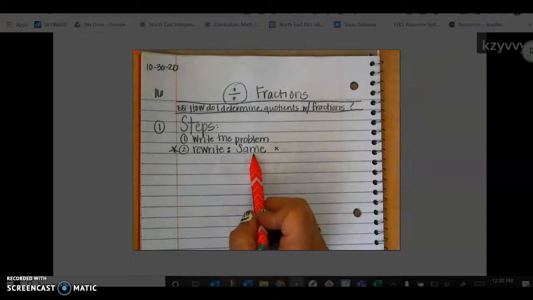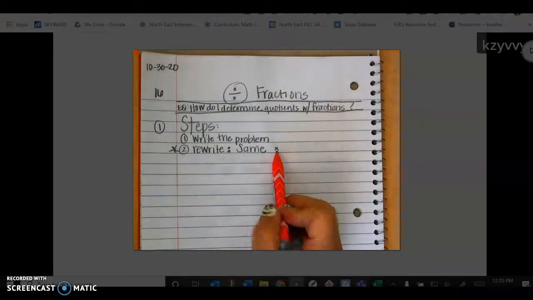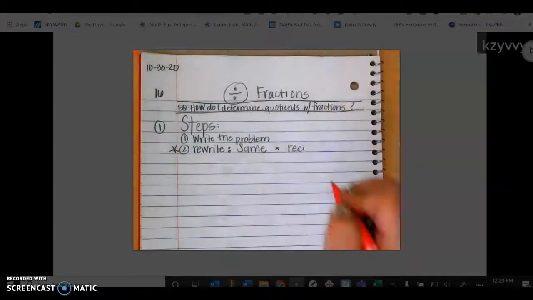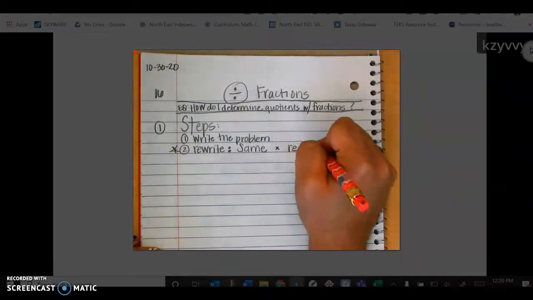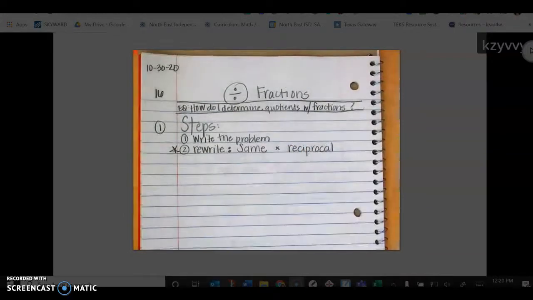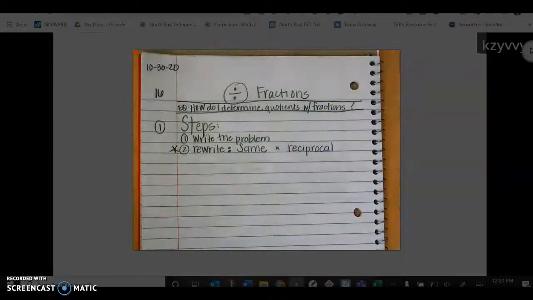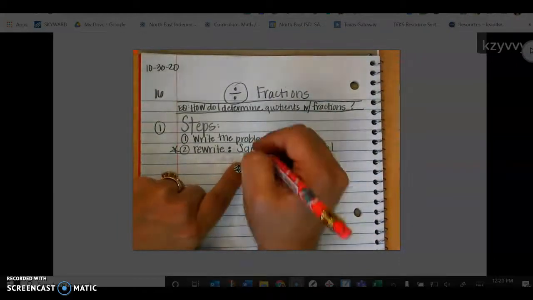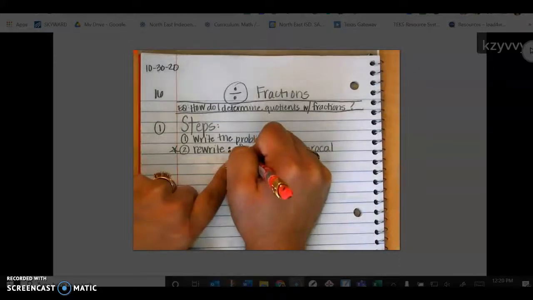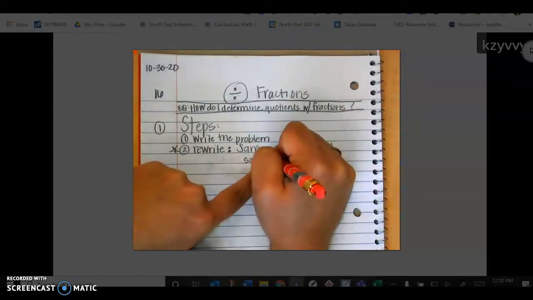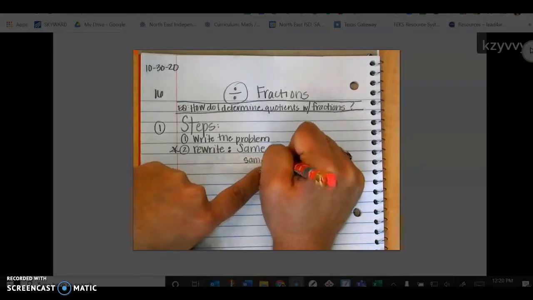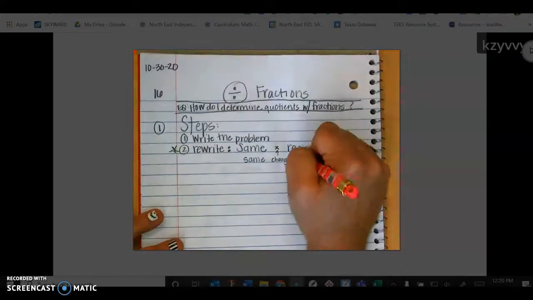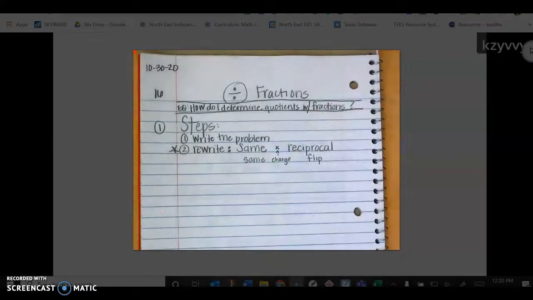So this one's going to stay the same. This is going to turn to multiplication, and then your second fraction is going to be something really cool called the reciprocal. Okay, so that's kind of our new thing today, the reciprocal. So another way to say this is to keep this the same. You're going to change it to multiplication. And a reciprocal simply means you take the fraction and you flip it.